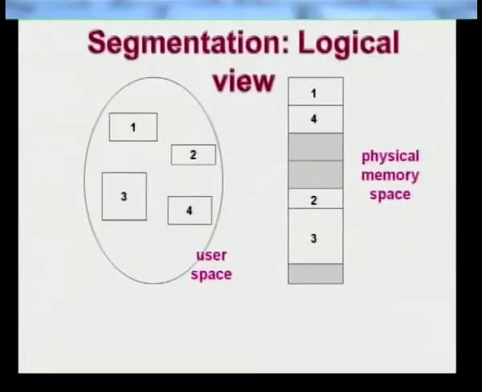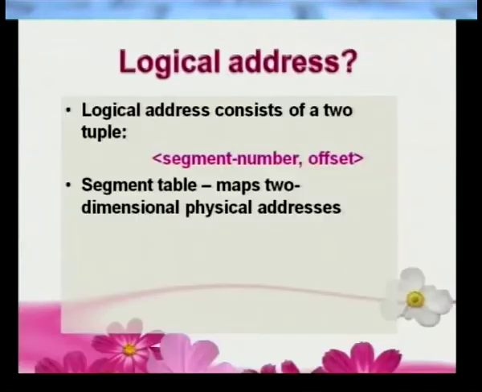The logical view of segmentation would go like this. This is the physical memory which is available, and the order of arrangement inside the physical memory goes this way. 1 is stored in the first location, and next 4, followed by a vacant place, and 2, and then followed by 3. However, the user view is to combine all these components together to execute a particular program. Therefore, segmentation supports the user view of the operating system.